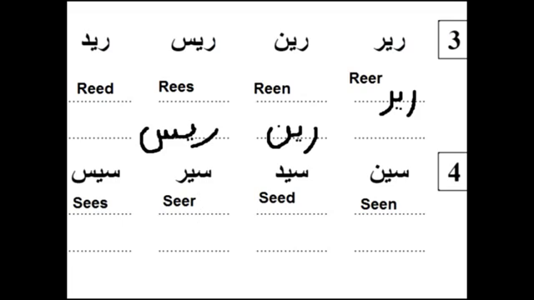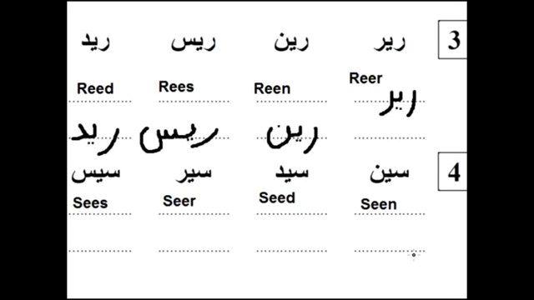The next one was read. Read. The ra, not connecting to the ya because the ra is not a connector. And then the daal at the end of the ya. The ya is a connector, so it connects to anything after it, even if it's not a connector like the daal and the ra.